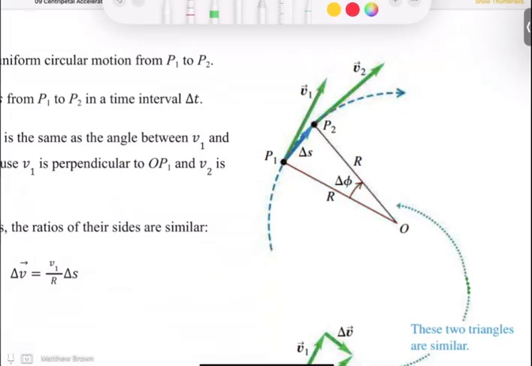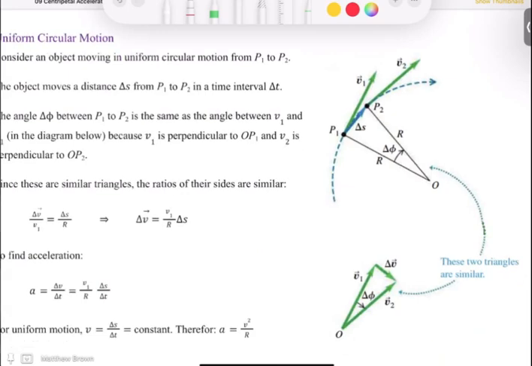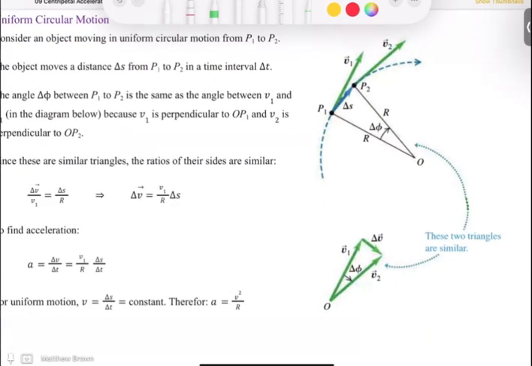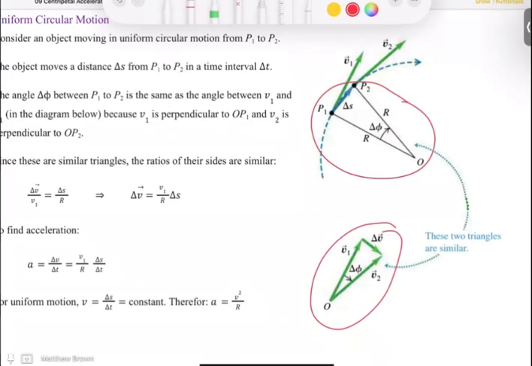And knowing that, that means that this triangle here and this triangle down here are similar triangles, right? Because it's the same angle. And we know that the radius is constant.